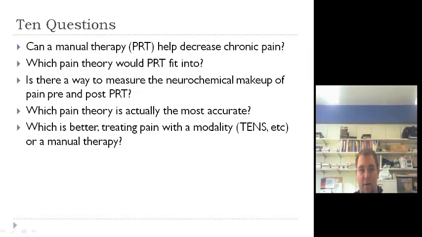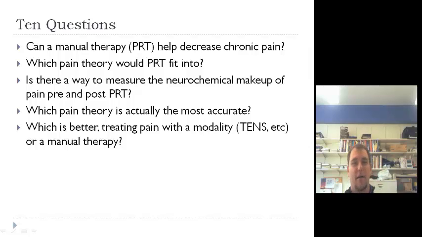Is there a way to measure the neurochemical makeup of pre and post pain of pre and post positional release? I think so. Not maybe at my university, because we're not a research intensive university and we don't have those tools here, but I think you could do that. Which pain theory is most accurate? Depends who you talk to. Depends who wrote it, right?